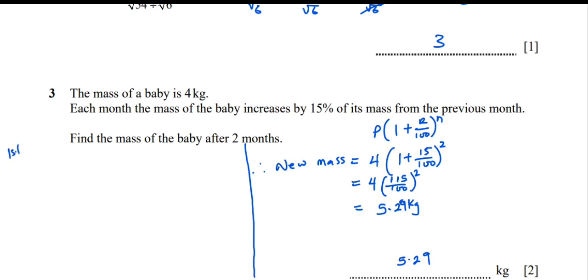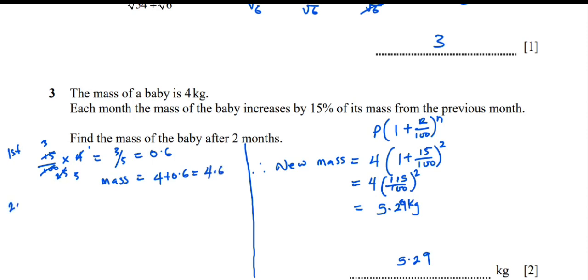So for the first month, we have 15% of 4. That will give us 1 here and 25 here. 5 here will give us 3, and 5 here will give us 5. So we are going to have 3 over 5, which is equal to 0.6. So the first month, there is an increment of 0.6 kg. When you add it to the baby, the mass will now be 4 plus 0.6. That will give us 4.6, that's after the first month.